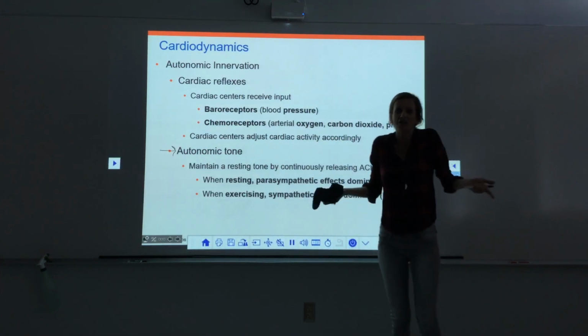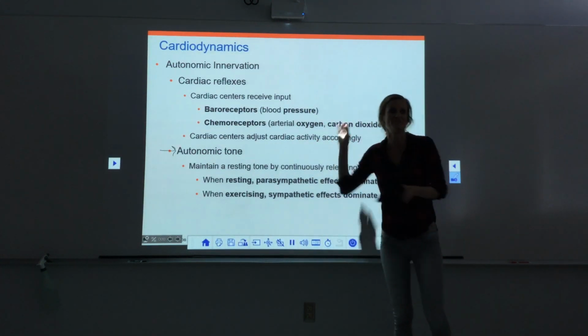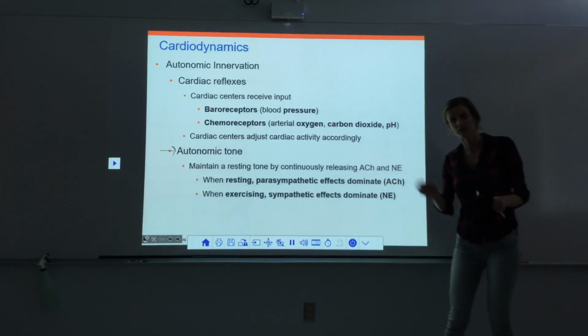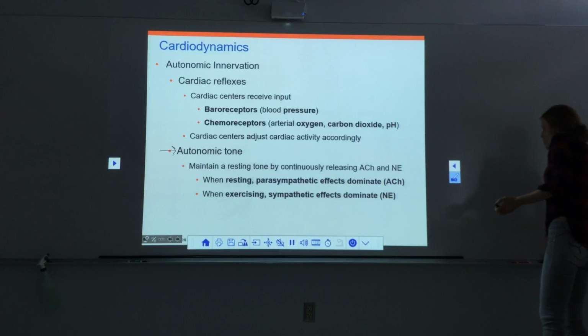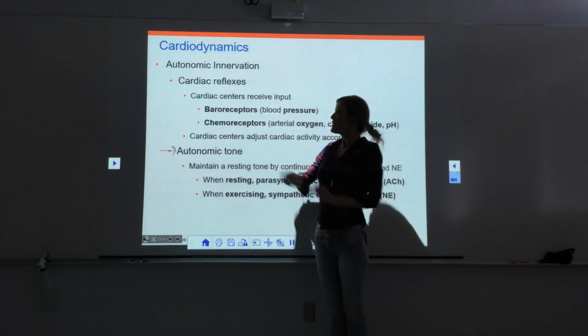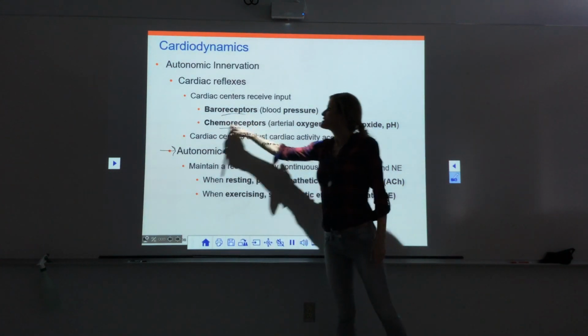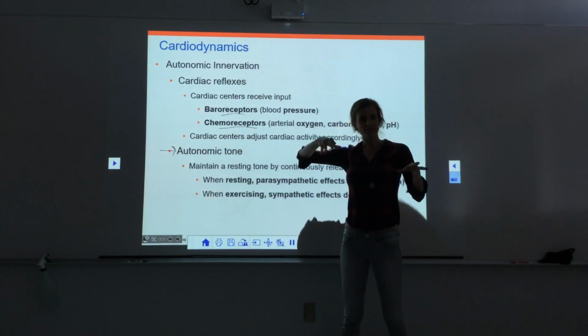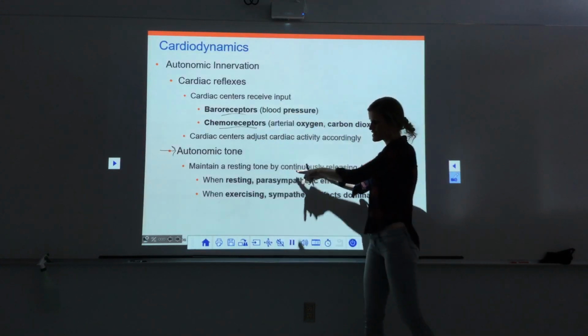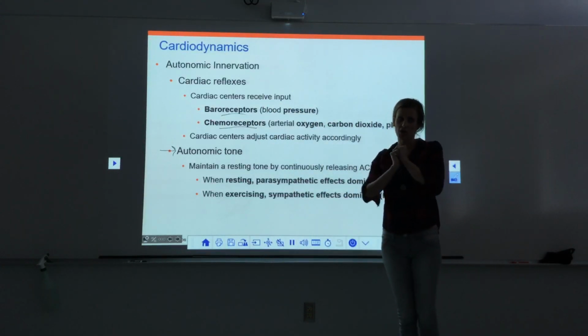They need to know when the sympathetic nervous system needs to release that norepinephrine, or when the parasympathetic nervous system needs to release that acetylcholine. These neurons are controlled by 2 different types of receptors. We have baroreceptors and chemoreceptors that are present, that send signals up to the cardiac centers, and then the cardiac centers send signals down to adjust heart rate.